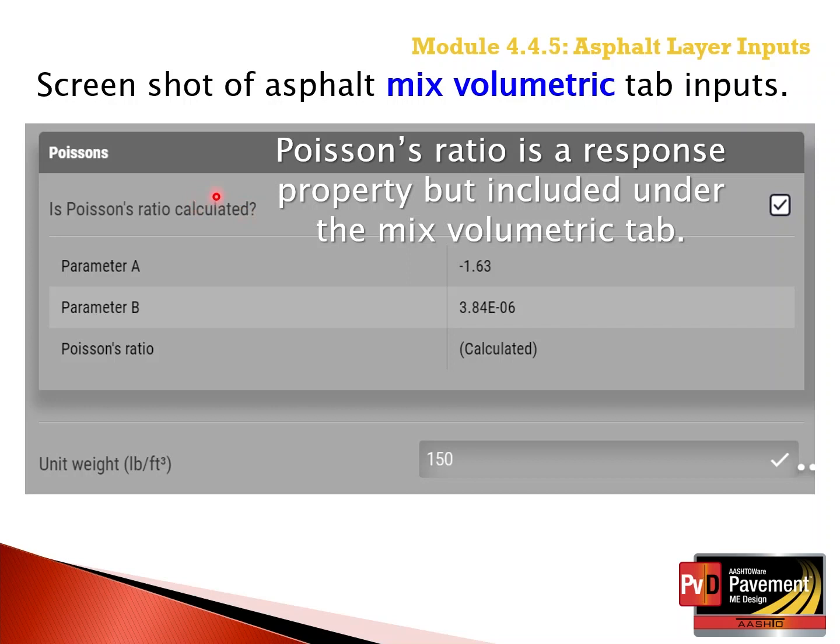Poisson's ratio can be entered by the designer as a constant value, or the designer can have the software calculate Poisson's ratio, which is dependent on temperature. The MEPDG Manual of Practice suggests that Poisson's ratio be calculated by the software, which is consistent with what was done for global calibration. The designer should use the option of user-entered or software-calculated Poisson's ratio that is consistent with the agency's calibration process.